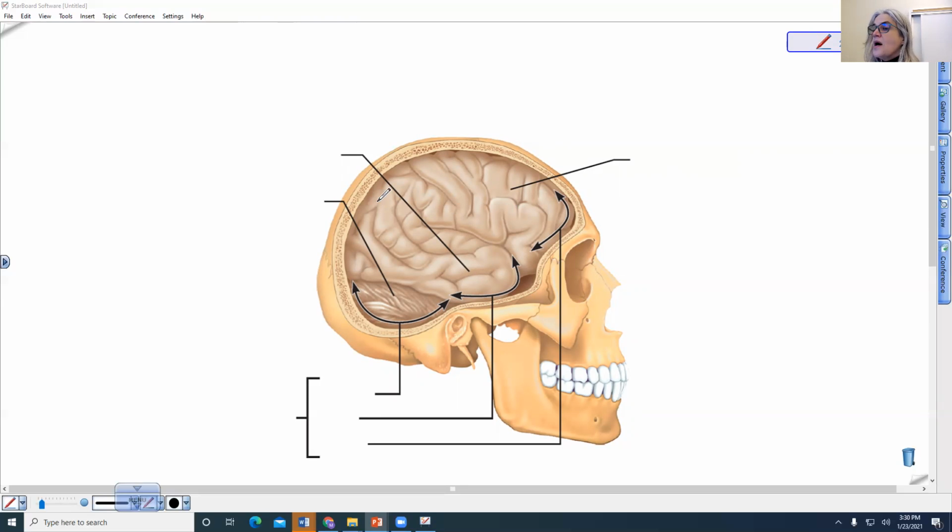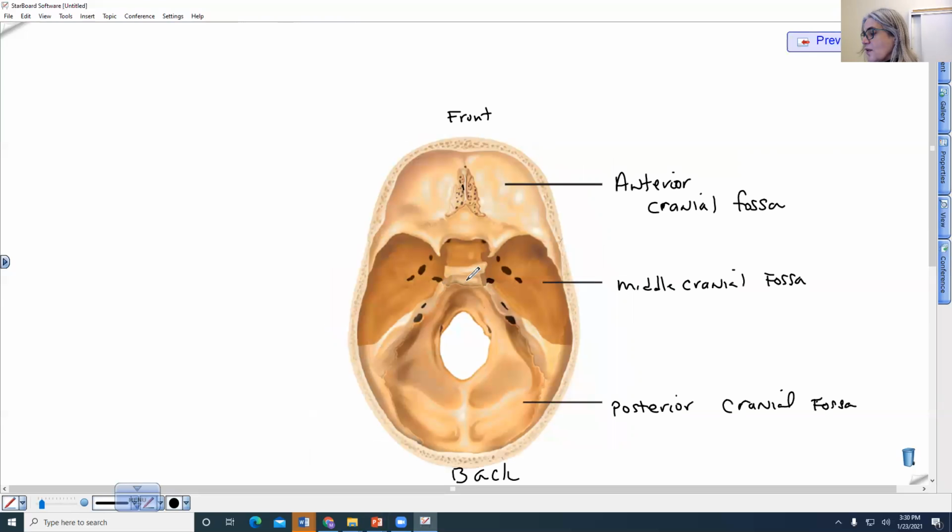We're also going to look at this particular area right here, because there is a special area that the pituitary gland sits in. And the pituitary gland is our master control endocrine gland. So this bone here, we'll talk about it later, is called the sphenoid bone. And the sphenoid bone has a structure here called the sella turcica. And the sella turcica is where your pituitary gland sits, where it protects it.